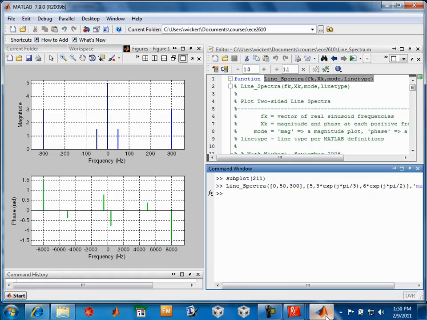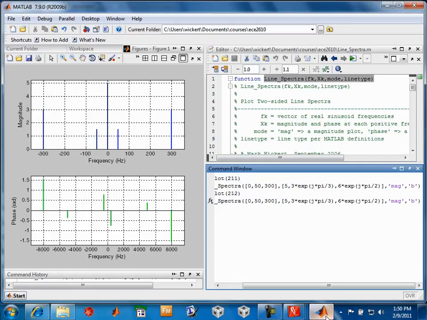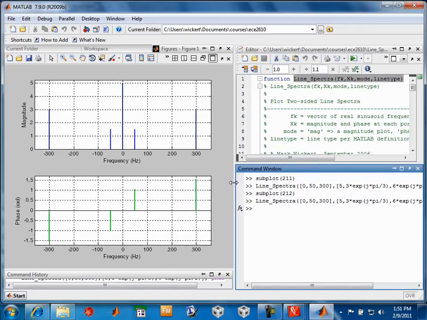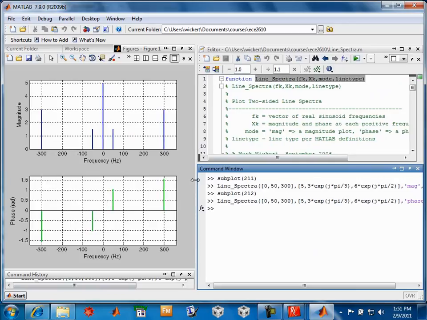And there's the plot. So basically you're putting in just the x values as they would be read from the phasor addition formula, although this isn't phasor addition, this is just the line spectra. And then if you wanted to address the second subplot here, I could repeat what I just did, only I'd change this to phase. And if I want to make it green like I was doing, I'd put G in there. And then that plot is updated. Simple enough.